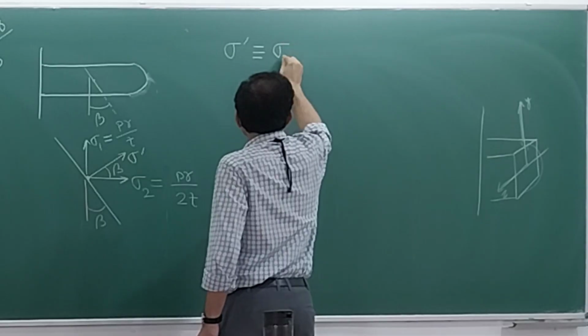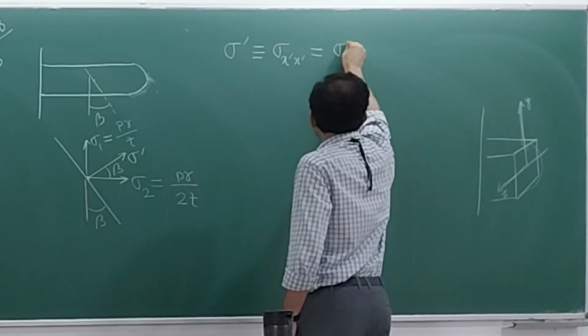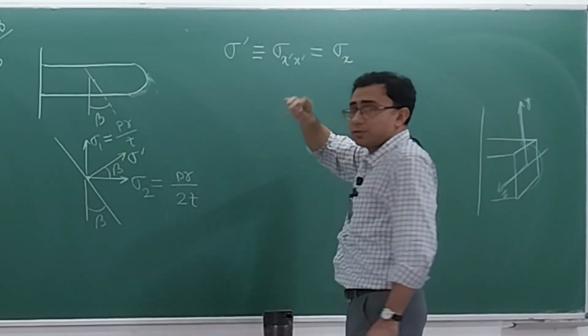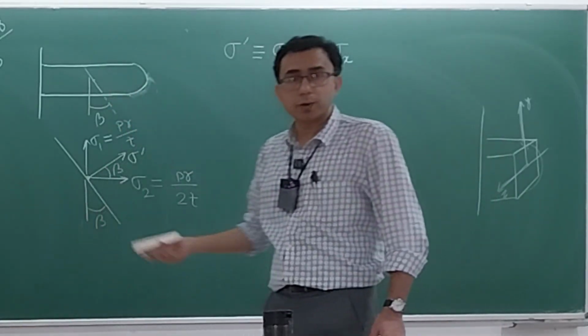will be like our sigma x dash x dash. That will be equal to sigma x... Tell me the formula. What was that? Sigma xx plus sigma yy by 2, that thing.